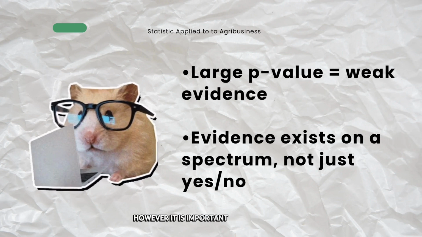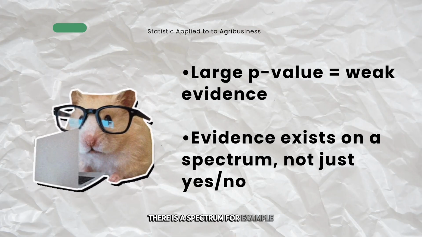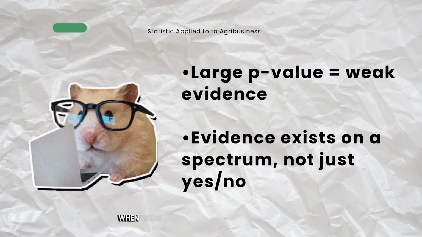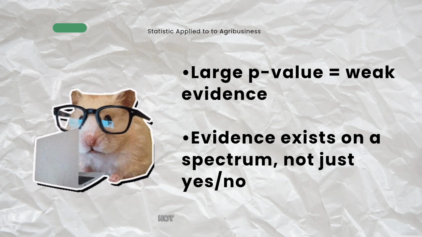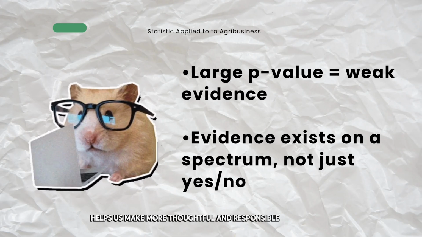However, it is important to understand that evidence is not simply accept or reject. There is a spectrum. For example, p-values of 0.049 and 0.051 are very close, yet they lead to different decisions when using an alpha equal to 0.05. This shows that hypothesis testing involves judgment and interpretation, not just mechanical rules. Understanding the strength of evidence helps us make more thoughtful and responsible conclusions.